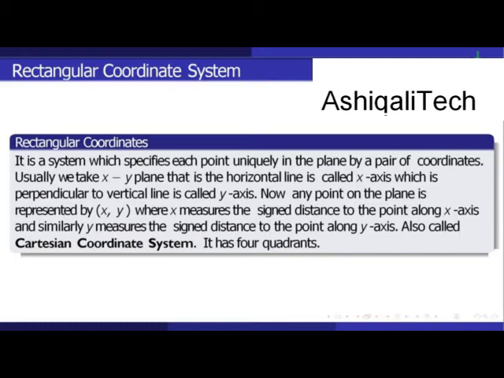Now any point on the plane is represented by (x, y), where x measures the signed distance to the point along the x-axis, and similarly y measures the signed distance to the point along the y-axis. So this system is also called the Cartesian coordinate system. It has 4 quadrants, which are represented in the next slide.